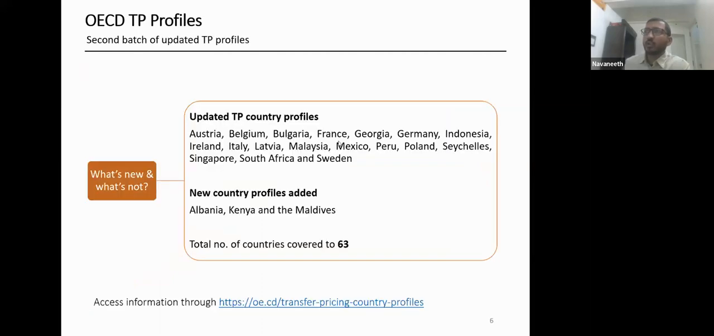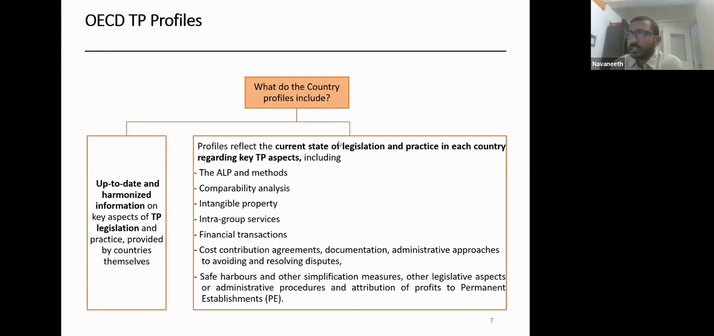The OECD has also released a second batch of updated TP profiles. What is this and who would find use for this? TP profiles capture certain up-to-date harmonized information about TP legislation relating to the countries which are captured in the document.